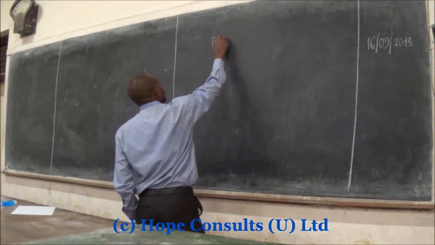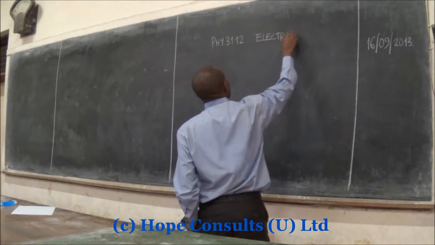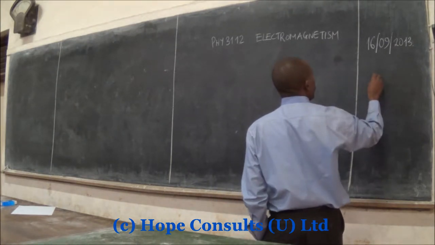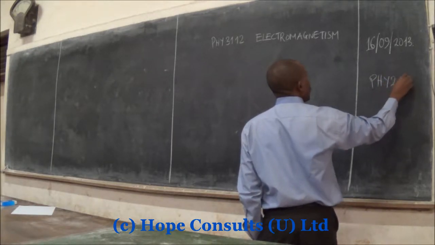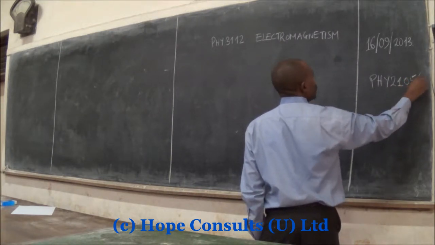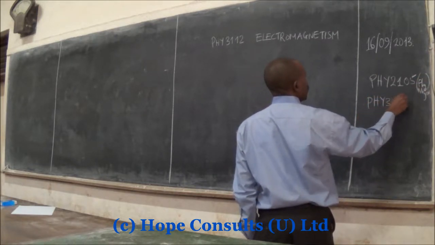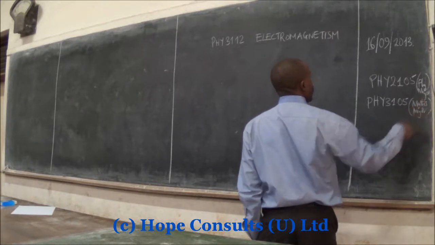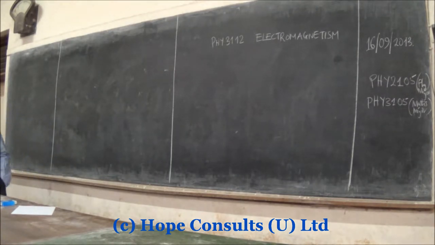The course is PHY 2112, previously PHY 2105. This was for physics majors, and PHY 2105 for those who were majoring in math. But after the change of the curriculum, the course became sort of uniform. It became a uniform thing for major and for minor.